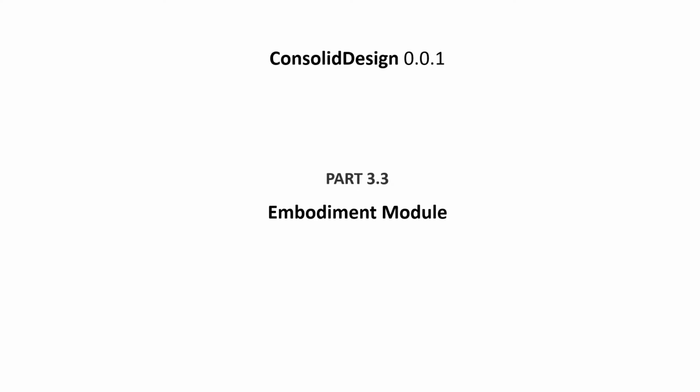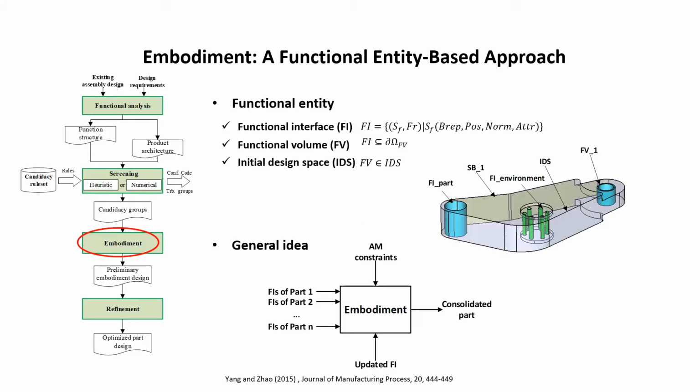The next module is the fusion of parts, which is also known as the embodiment module. In this proposed approach, three concepts need to be clearly understood: function interfaces, function volume, and initial design space. Function interfaces are the surfaces that interact with the external environment or assembly interface. In this example, the green channels convey fluid, and the surface in blue is coupled with external columns.